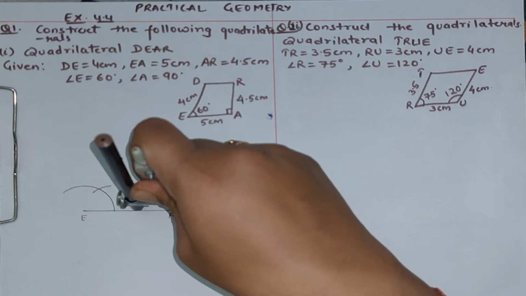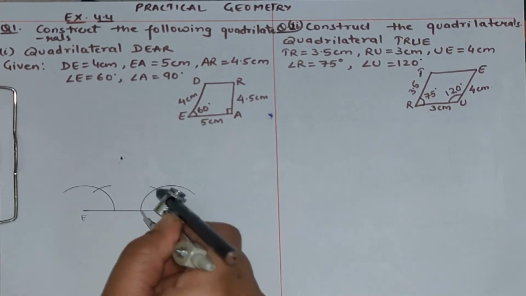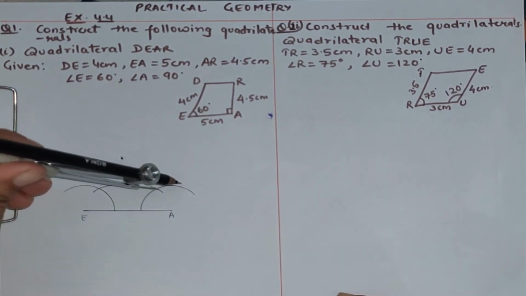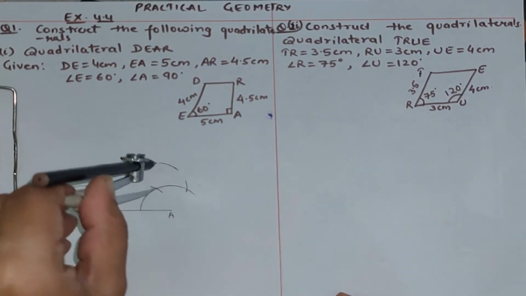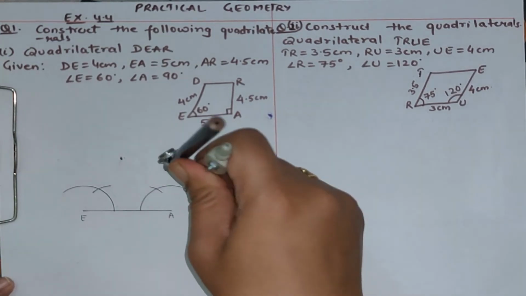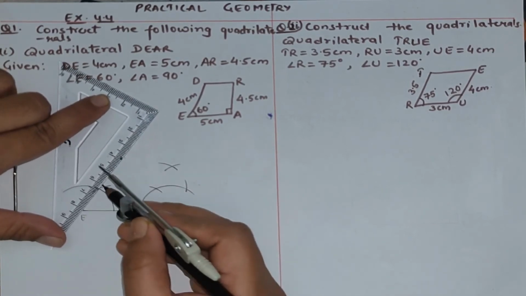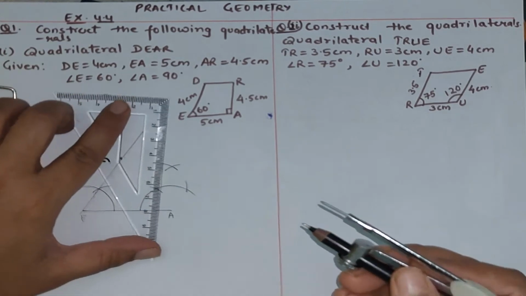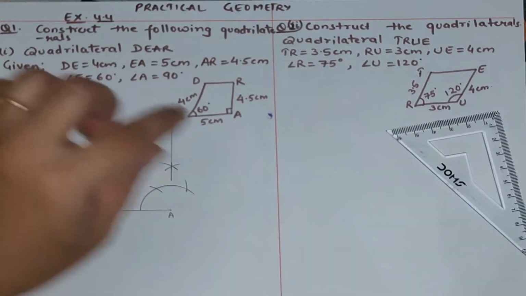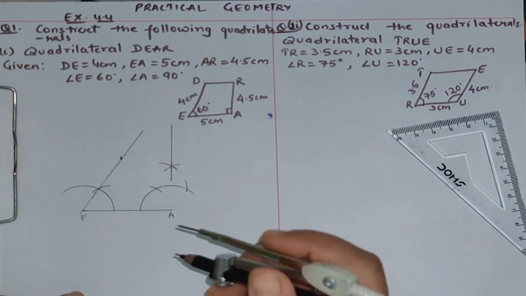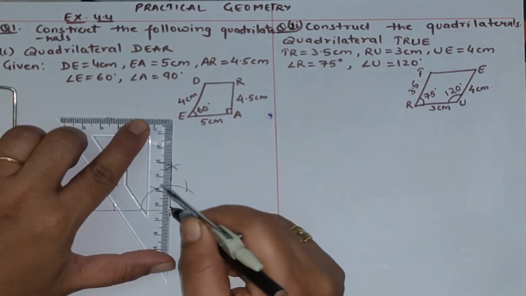The second arc, taking any radius, cut an arc for the angle of 90 degrees. First arc 60 degrees, then second arc 60 degrees, then in between 60 and 120 you will get 90 degrees. In this way you have constructed both the angles, 60 degrees here and 90 degrees here. Now you have the measurements EA, ED and RA. 3 dimensions you have already in your question.